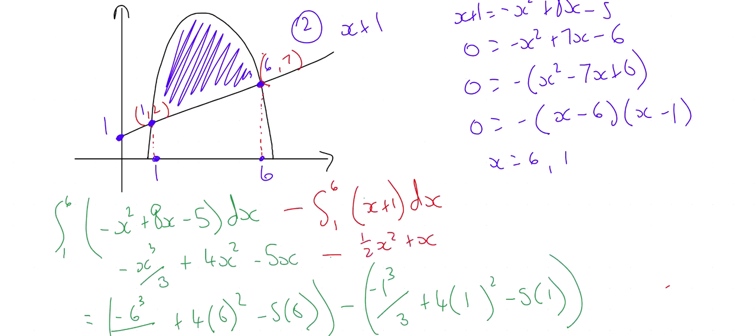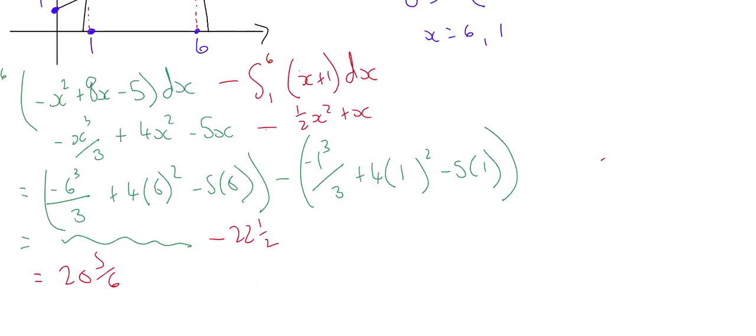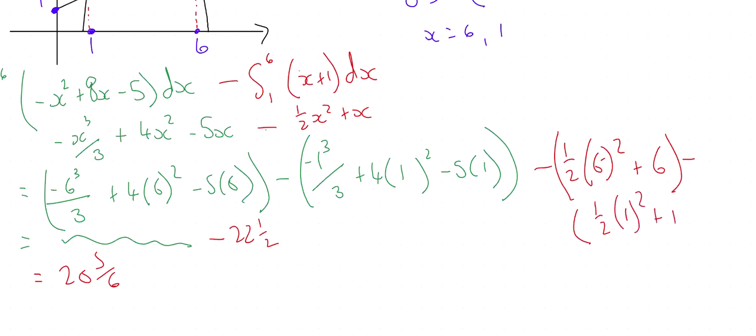And then let's go back down here. So that means we're going to subtract this as a 6. So half 6 squared plus 6 minus half 1 squared plus 1. And you will get the exact same answer. This is the same thing. So it doesn't matter which way you do it. You can subtract one integral from another, or you can just say, hey, that's a trapezium. I'm going to subtract the trapezium at the end.